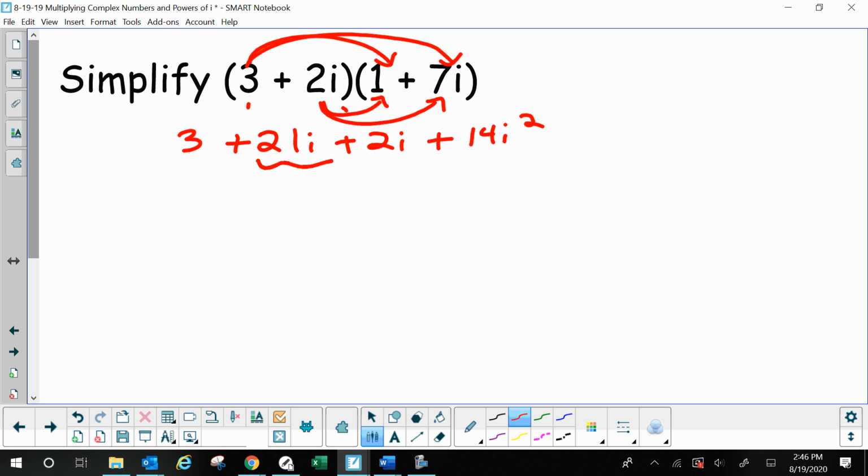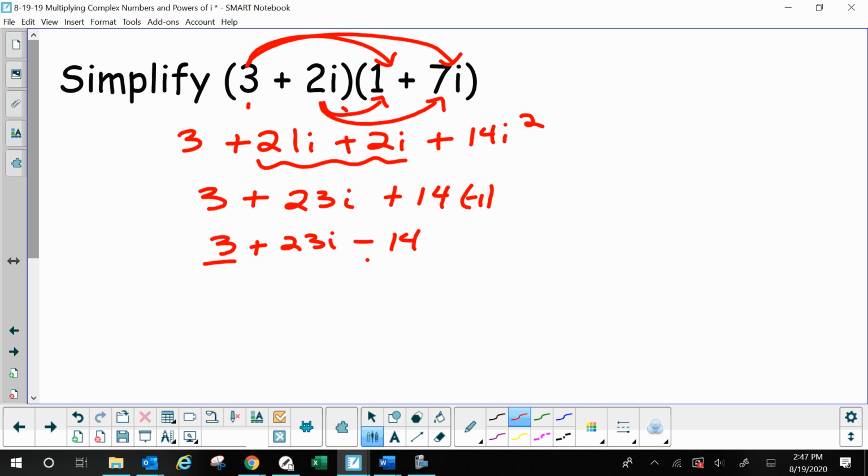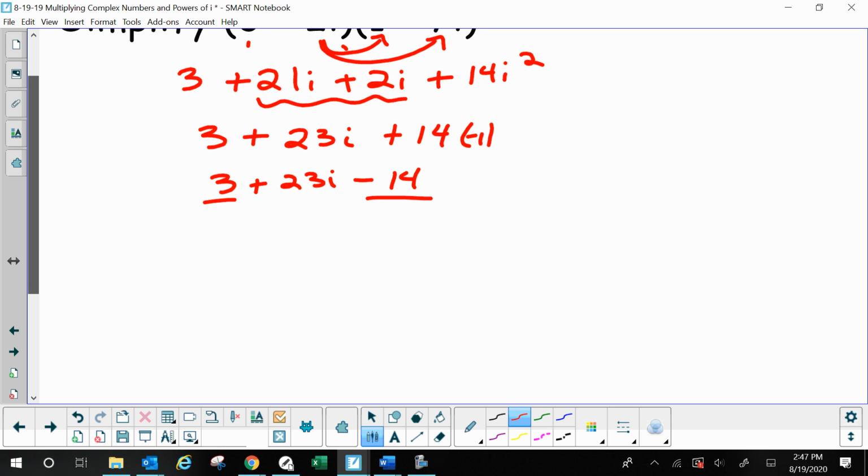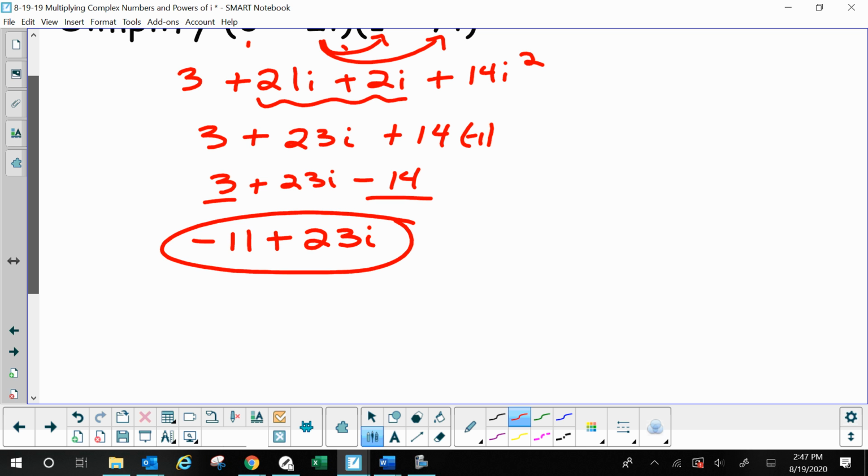So we can combine those. What's 21i plus 2i? Bring down your 3. And then you replace the i squared with what? Negative 1. So that's going to be 3 plus 23i minus 14. Now you can combine those. What's 3 minus 14? Bring that up front because that is your real number. So you get negative 11 plus 23i.